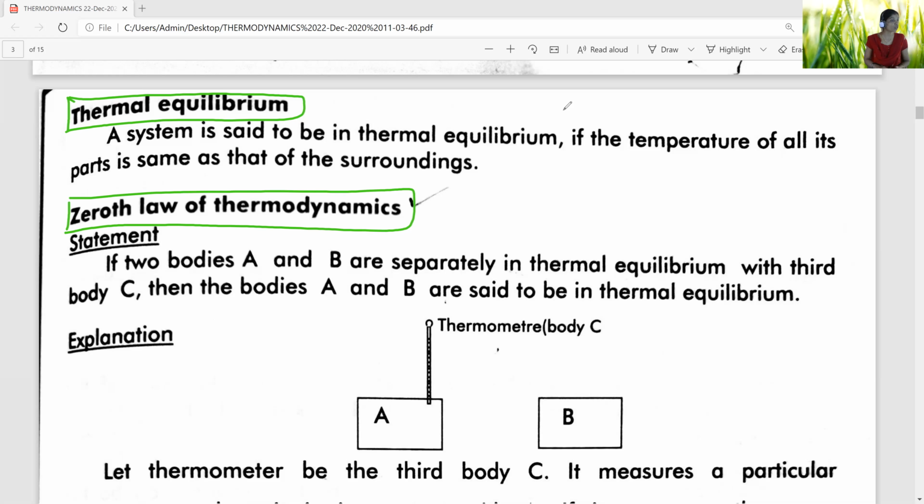You can consider any 2 bodies. Let us consider A and B are the 2 bodies. According to the zeroth law of thermodynamics, if 2 bodies A and B are separately in thermal equilibrium with a third body C, then the bodies A and B are said to be in thermal equilibrium.